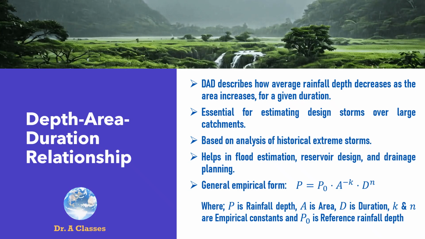Now we represent a DAD relationship using an empirical formula, which is P equals P naught multiplied by A to the power minus K multiplied by D to the power N, where P is rainfall depth, A is area, D is duration, K and N are empirical constants, and P naught is reference rainfall depth. This formula helps us model the behavior of extreme storms and is particularly useful in predicting rainfall over areas where measurement might not be available.